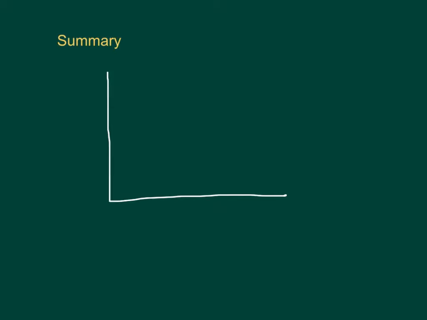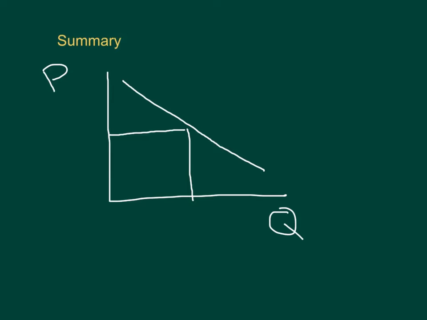So let's sum up. What have we learned? We've learned that demand curves relate price and quantity, and that at higher prices we sell fewer items than at lower prices, which makes sense. We also have learned that total revenue equals price times quantity, and it is represented by the area in that square. So next thing we'll do is go on to a video on supply.